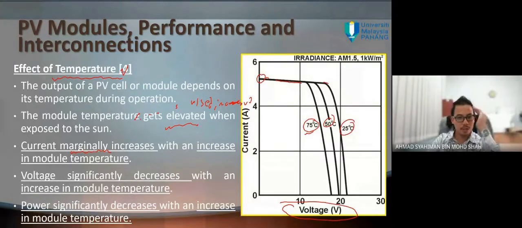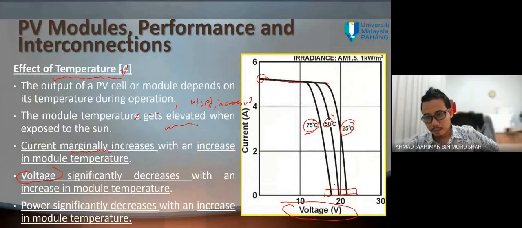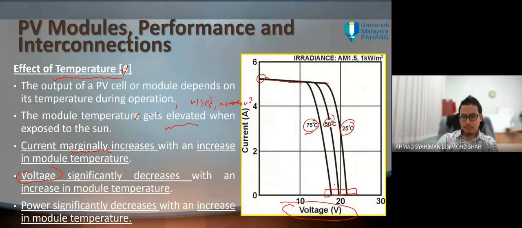However, voltage, this is the critical one, voltage significantly decreases with an increase in module temperature. So if you look here, this one is broader. The change is slightly broader than the solar irradiance one. But for solar irradiance, the voltage was not that different. Here, the change in voltage is quite major. You can say major. Maybe here I estimate 20 and 18, which is 2 volts different for this 35 degrees difference, 2 volts different.